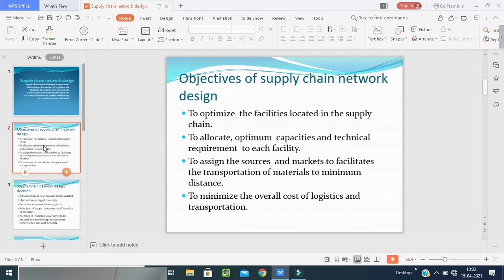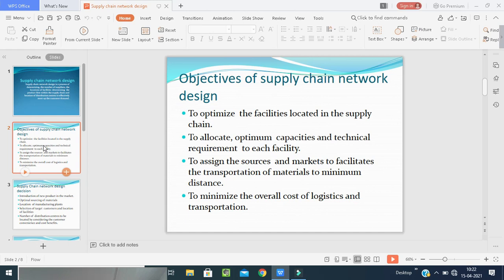supply chain network design. It says that it is going to facilitate supply, that means optimizing it, and to allocate. Optimizing in the sense it is a positive thing. So it is going to relocate the supply chain in a proper way. The allocation of the facilities for the supply chain is technically required for each and every facility, to assign the sources and markets to facilitate the transportation of materials to minimum distance.